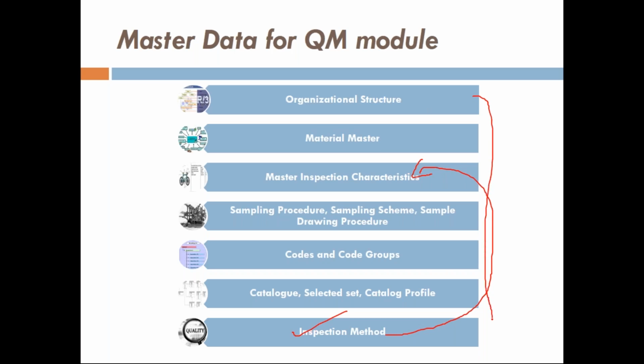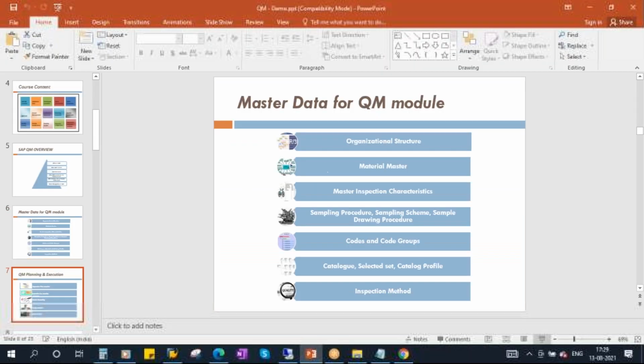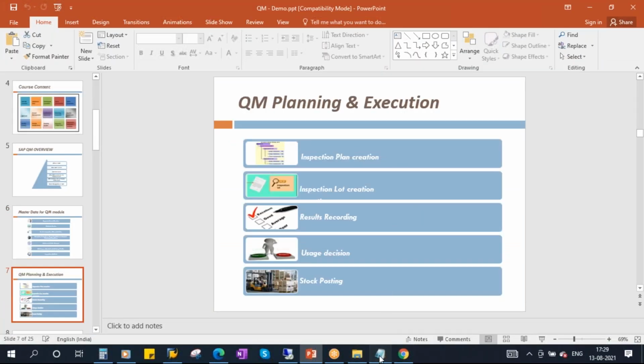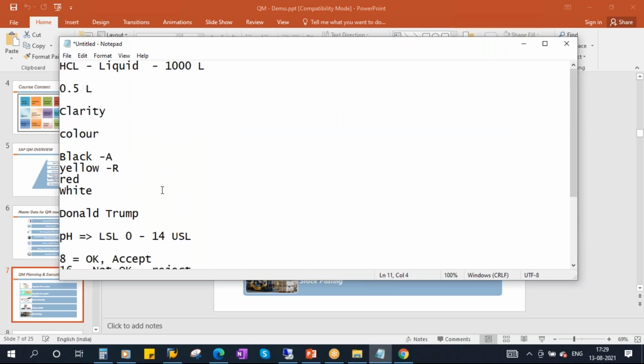This is the entire master data. After the master data we will go to planning. Here they will create the inspection plan. Now we have created the parameters, so the quality analyst should know for which material what parameters he has to check.